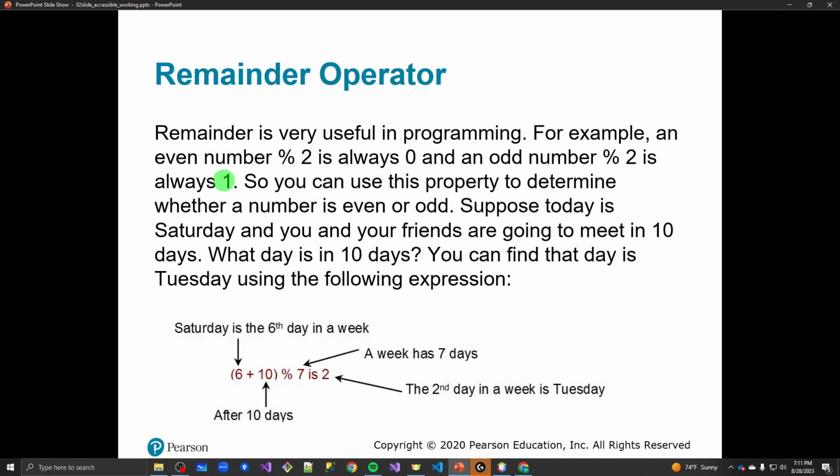We can also use it like this: today's Saturday and your friends are going to meet in 10 days. What day is in 10 days? You can find that day is Tuesday using the following expression. We take Saturday the 6th, we add 10 to it, that's the 16th. Take modulo 7, and it comes out to 2. So 6 plus 10 is 16. That's in parentheses, and we follow PEMDAS in programming. So parentheses first, 16 modulo 7 is 2. 2 times 7 is 14, with a remainder of 2. So that tells us this is that second day of the week, and that's Tuesday.